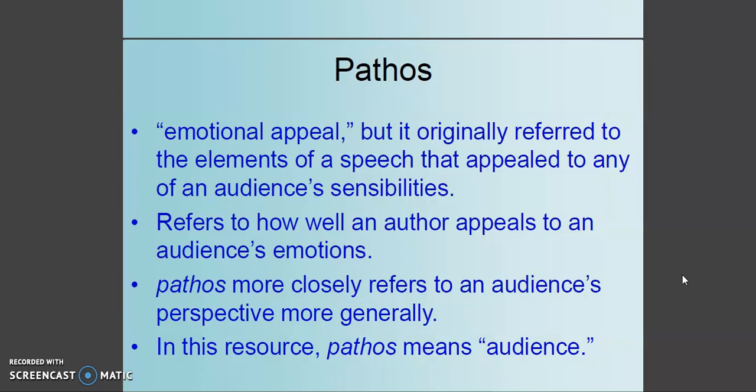Pathos can also refer to how well an author appeals to an audience's emotions. Pathos more closely refers to an audience's perspective more generally. In this case pathos means audience, but I personally think of it as referring to our passion, our emotions.